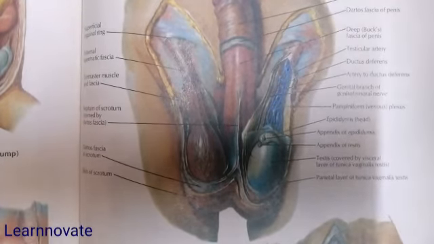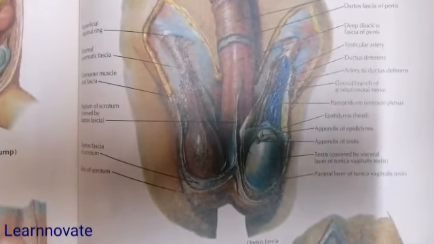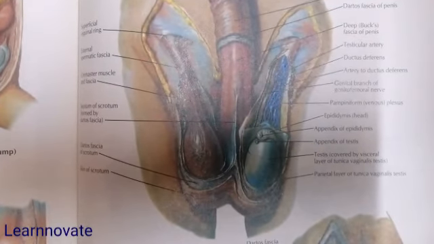So this was about the anatomy of the testis, and how the testis is present in the spermatic cord in the scrotum. I think you will be well explained.